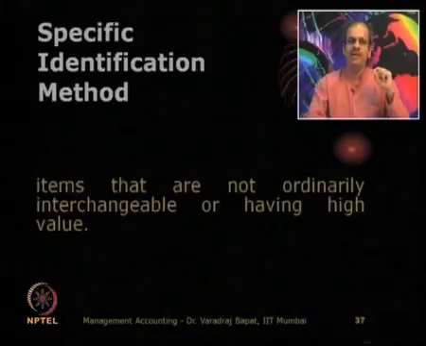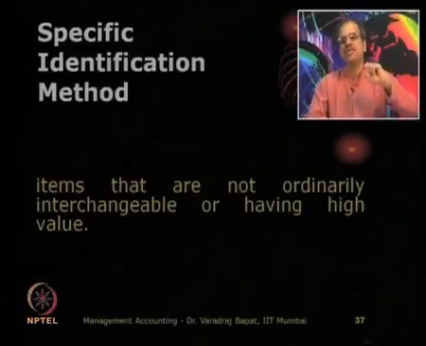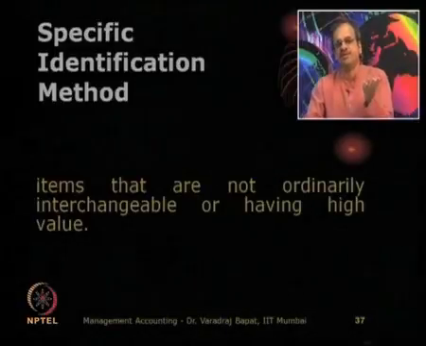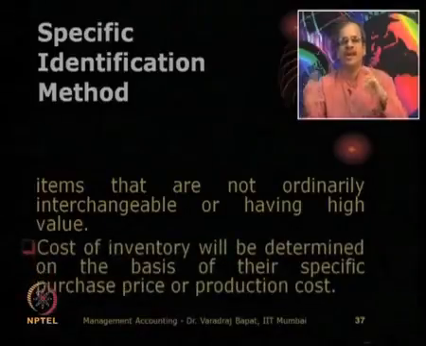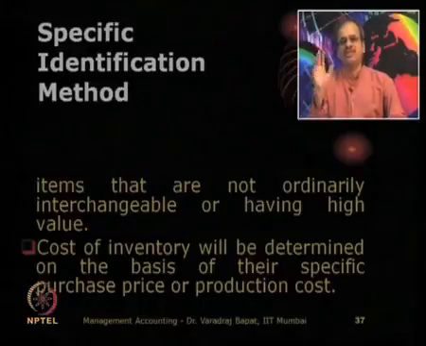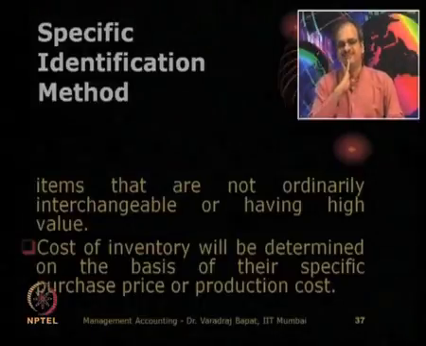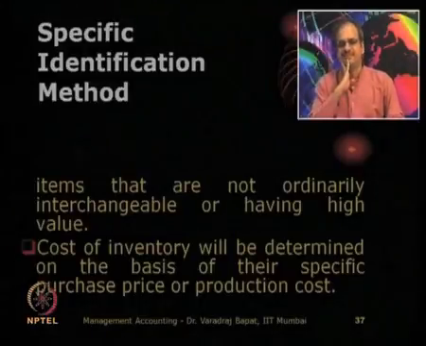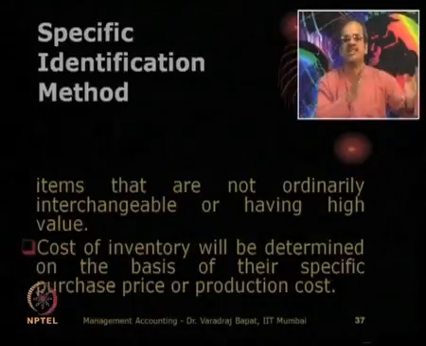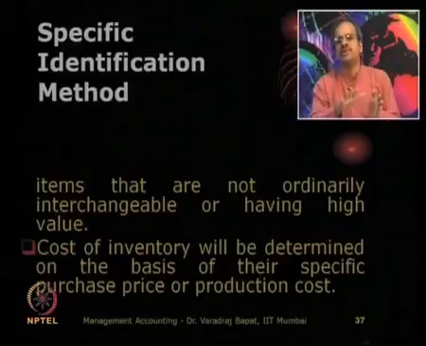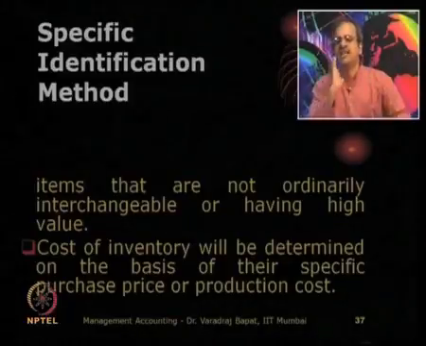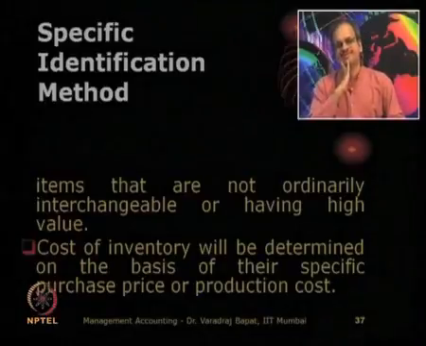However, in practice it is not possible for all the items, because many items may be interchangeable. Now can you tell me for which items, for example, we can use specific identification? Just imagine the godowns of different types of industries, some can use specific identification, some cannot. Can you just think over which can use, which cannot use?